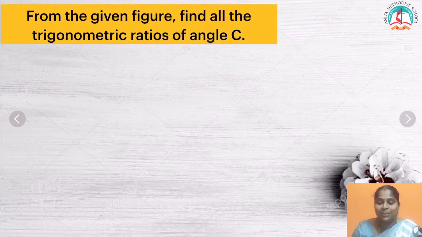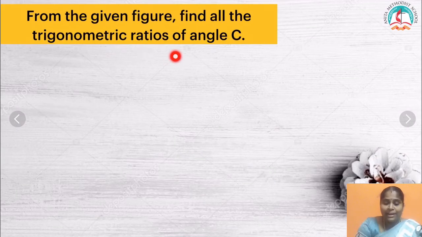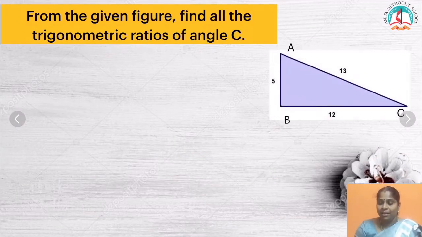Let us look at this problem. From the given figure, find all the trigonometric ratios of angle C. Look at this triangle, children. We have A, B and C. We want to find the 6 trigonometric ratios of angle C. So, we are going to mark angle C. Yes, this is angle C.